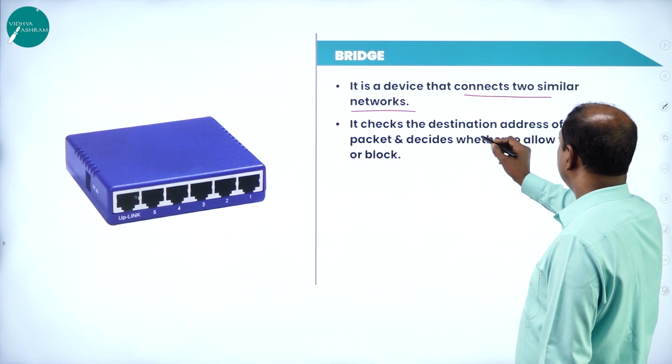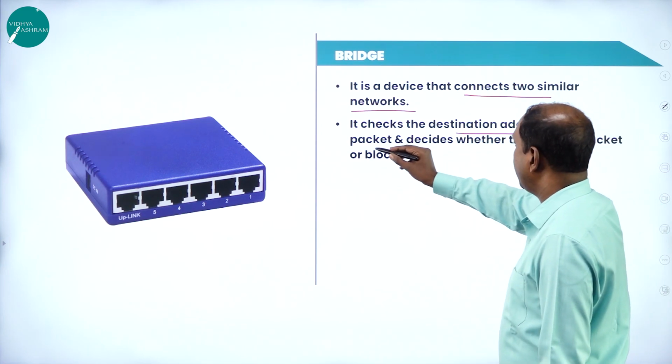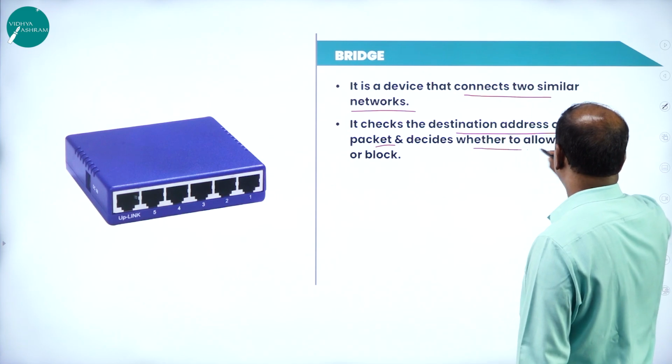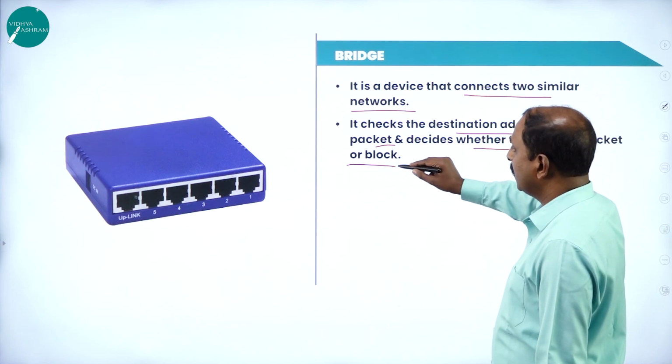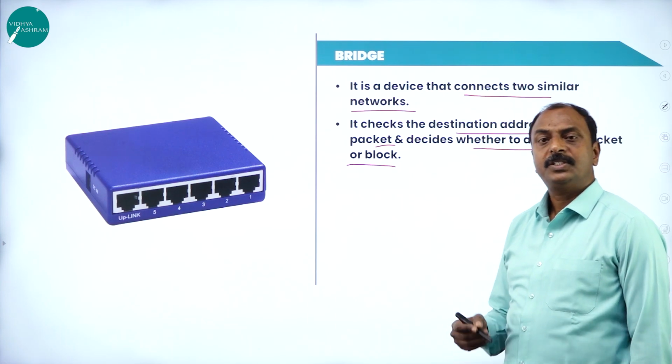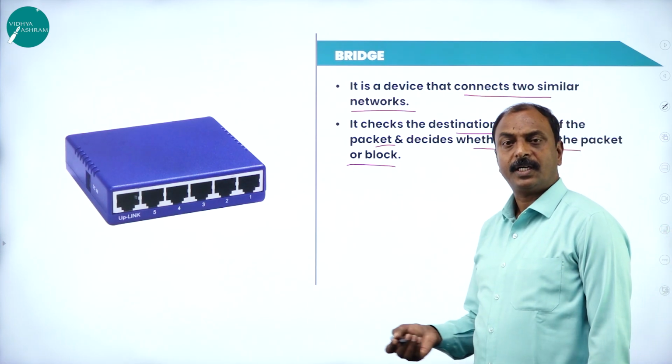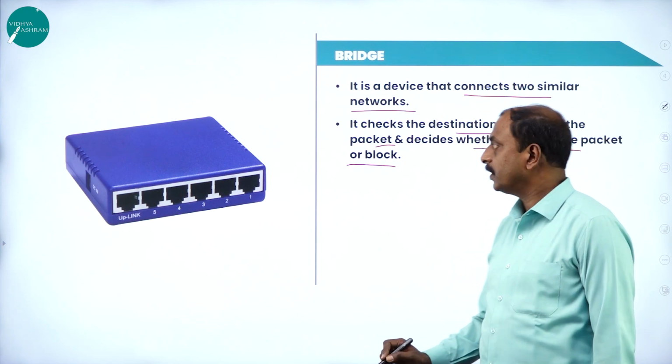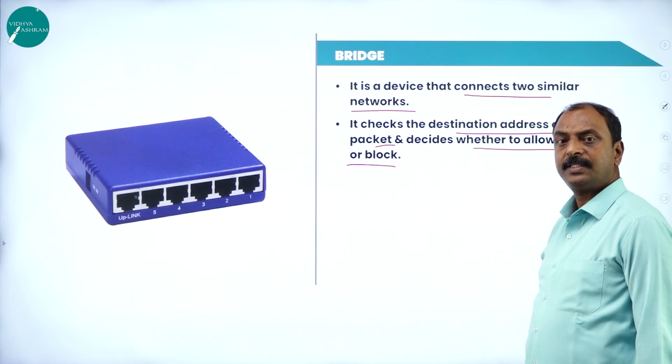It checks the destination address of the packet and decides whether to allow the packet or block it. See, this is the function of a bridge. By looking at the address, it checks whether the packets or data are to be passed or blocked. This is one more network device, the bridge.